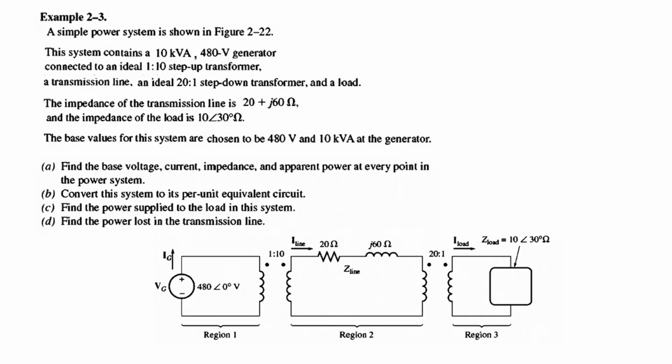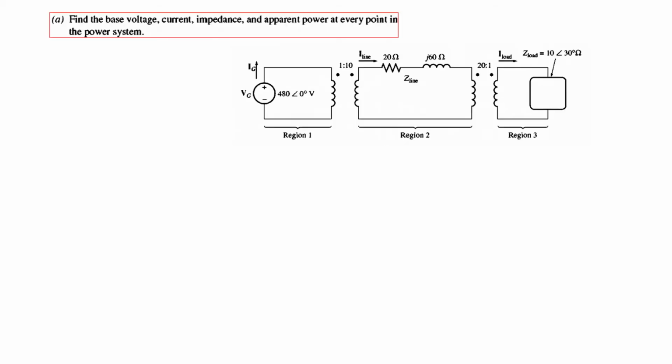Now we have to find four things. Find the base voltage, current, impedance and apparent power at every point in the power system. So this is one point, this is the second point, and this is the third point. Then convert the system to its per unit equivalent circuit. Find the power supplied to the load in the system and find the power lost in the transmission line. Let's see one by one. So first, find the base voltage, current, impedance and apparent power at every point in the power system.